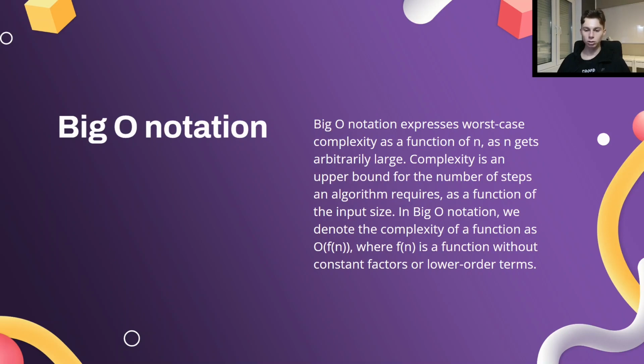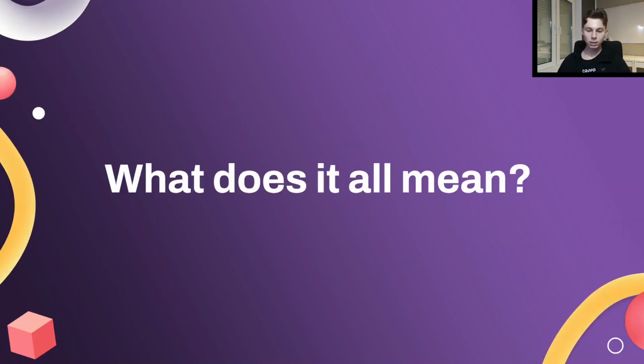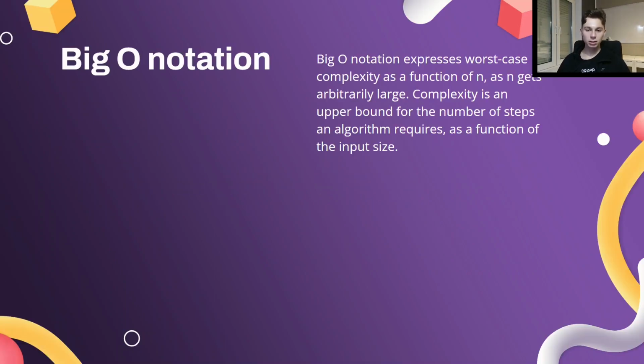In big O notation, we denote the complexity of a function as O of f of n, where f of n is a function without constant factors or lower order terms. What does it mean, you may ask? Well, let's break down this complex definition of the big O notation into 2 cases. Let's solve the first case right now. The big O notation expresses worst case complexity as a function of n. Alright, big O notation is a function of n. So, it's a function, we are given an n.